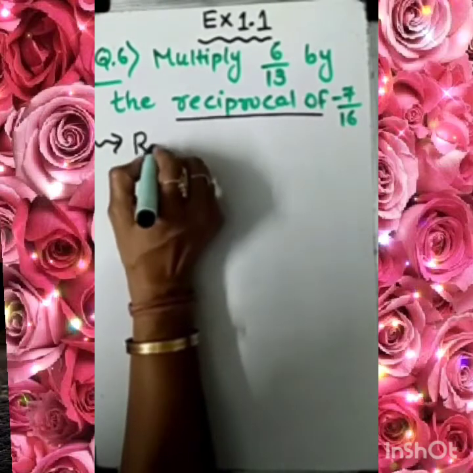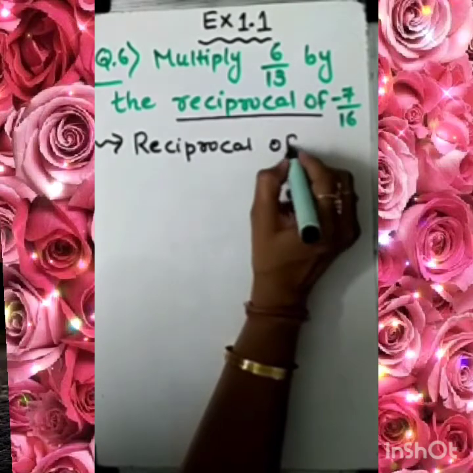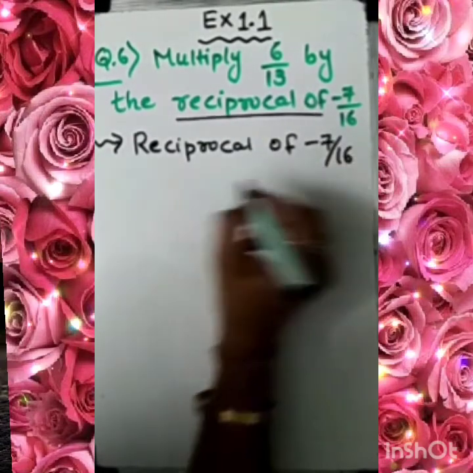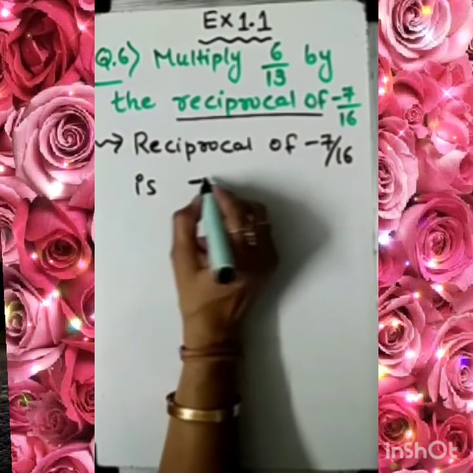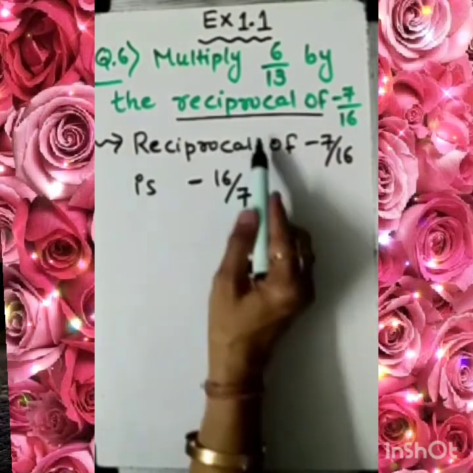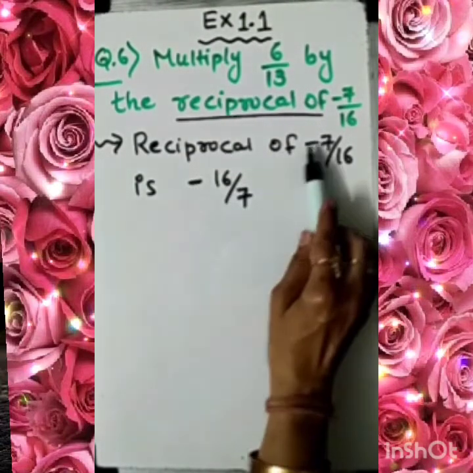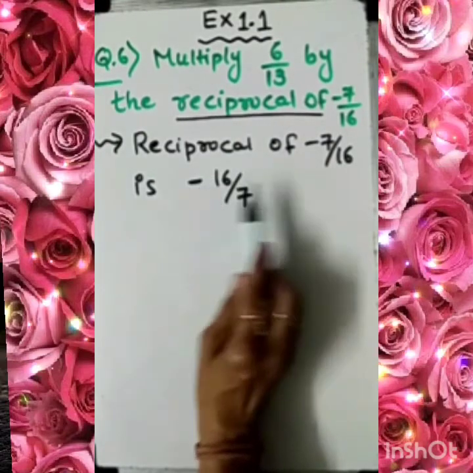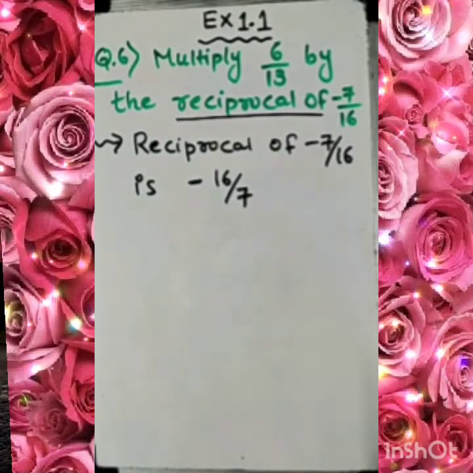First step, we need to write the reciprocal of minus 7 upon 16. So as you know, dear student, the reciprocal of minus 7 by 16 will be minus 16 by 7. As I told you, while writing a reciprocal or a multiplicative inverse, we do not have to change the sign. The sign will remain the same. We only need to interchange the numerator and denominator. Fine.